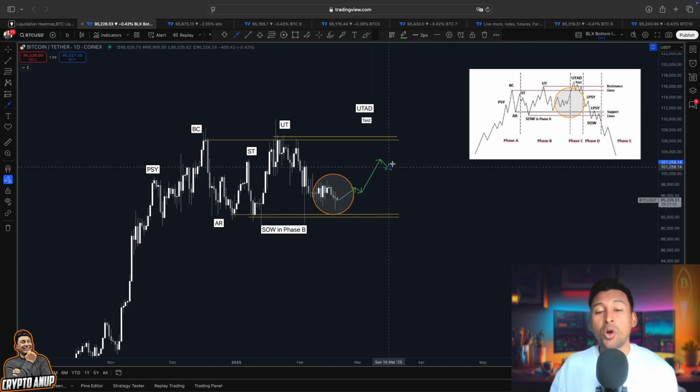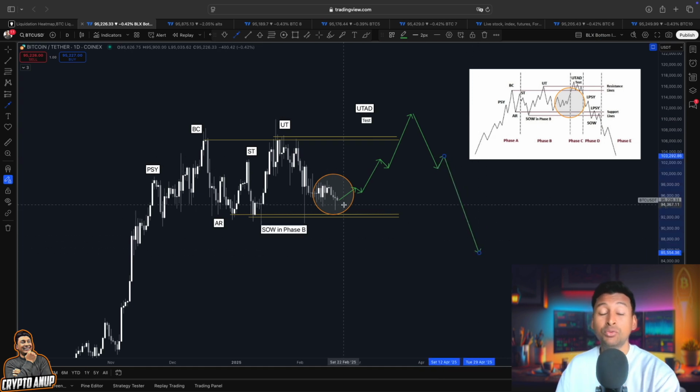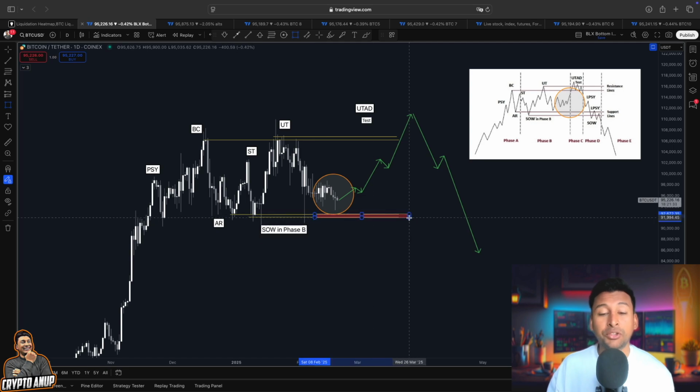I mean, we were expecting a move towards this UTAD area, the upper thrust after distribution, making a new all-time high between 110,000 and 120,000, and only after that starting a reversal. But looking at it right now, you can see, guys, Bitcoin looks like it is heading towards the next area of confluence, 93,000.